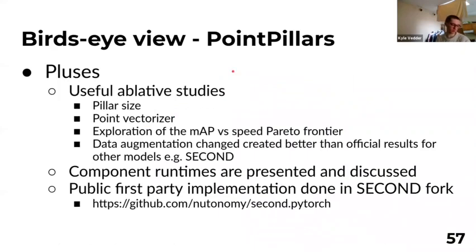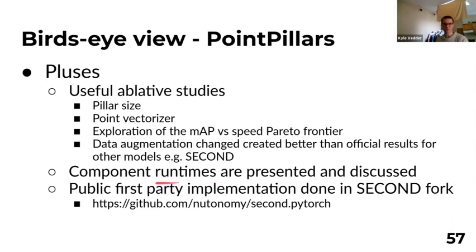So really, what are the pluses that come out of this literature? The ablative studies that they do are really in-depth, and I think that they speak a lot to the motivations of the authors, who are actually a self-driving car company, nuTonomy. They look at changing the pillar size. They look at shrinking down their vectorizer and comparing it to previous results, because their vectorizer is significantly smaller than that used in SECOND. They also do an exploration of this mAP versus speed frontier, which I just showed you. And they talk about the data augmentation changes that they do in depth. They actually demonstrate that even if you just port those back to SECOND, you get better results.